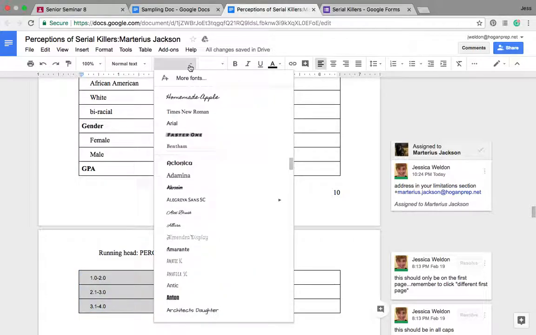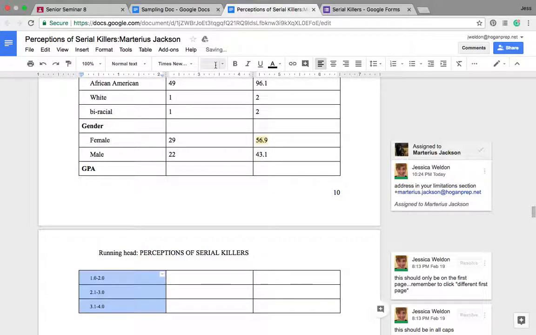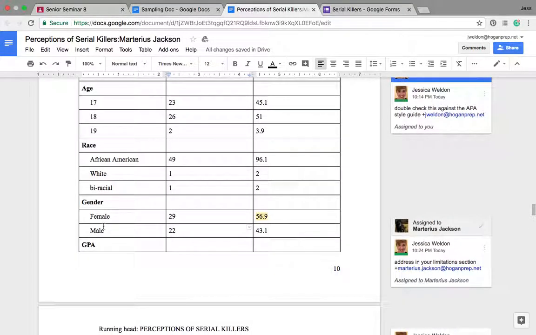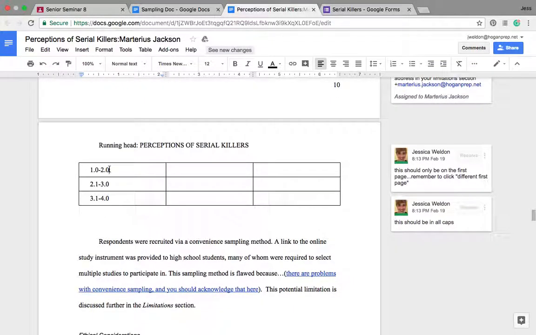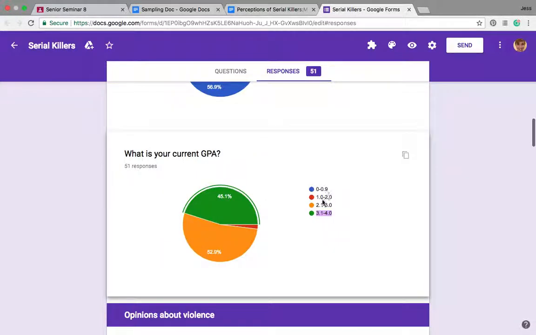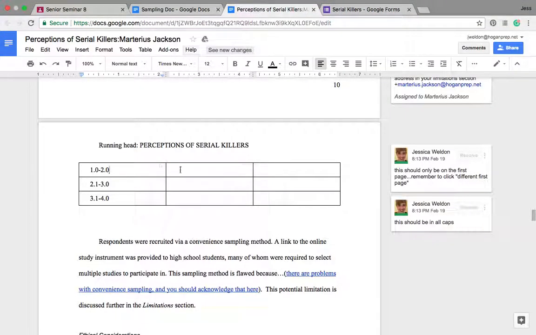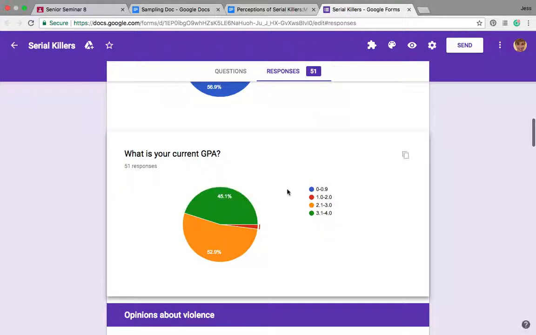Alright, so now I'm going to change the font back. Make it 12 point Times New Roman font. Make sure it is the same as the other cells. Then go back here in the 1.0 to 2.0 category. One person said that. 1, and that's 2%. Then in the next category, the 2.1 to 3.0. Wow. 27 people said that. That's 52.9%.